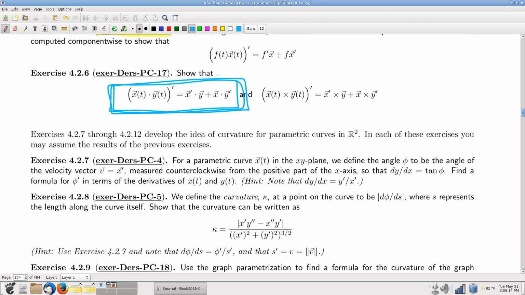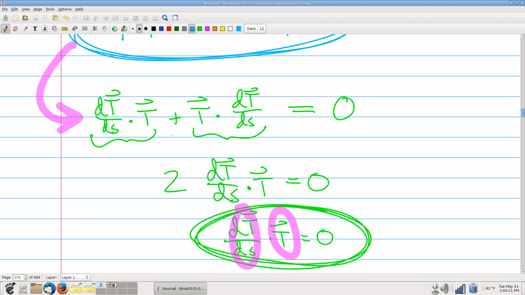Does it make sense? Can you explain where you got the 2 from? Yeah. This and this are the same thing. Okay, and so therefore, yeah.